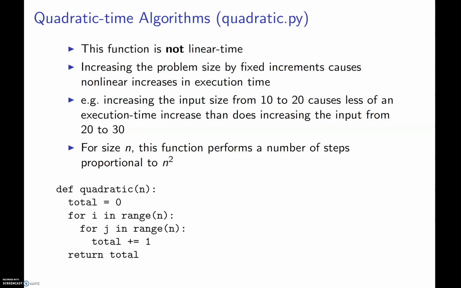Increasing the problem size by fixed increments gives you a non-linear increase in execution time. So increasing from, say, 10 to 20 causes less of an impact than increasing from 20 to 30. So it's not a linear change any longer. For this size n, the problem performs a number of steps that's not proportional to n and hence linear, but proportional to n squared and hence quadratic.